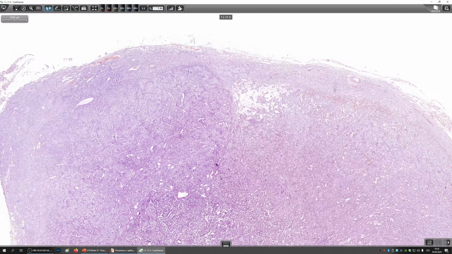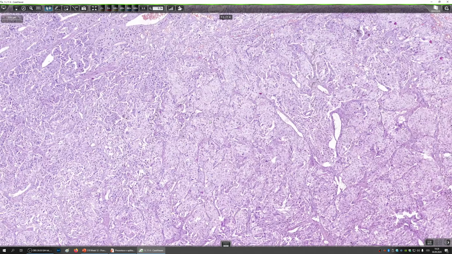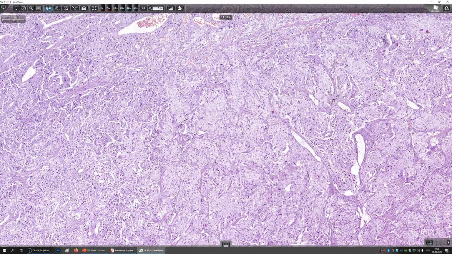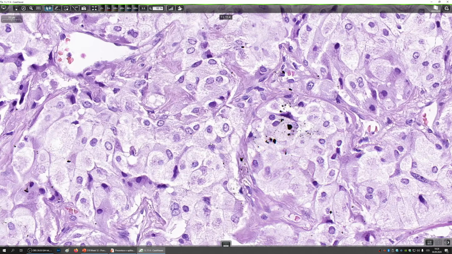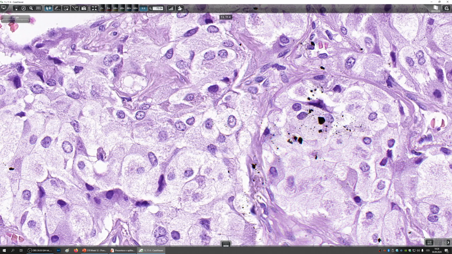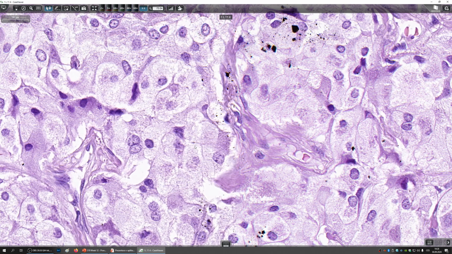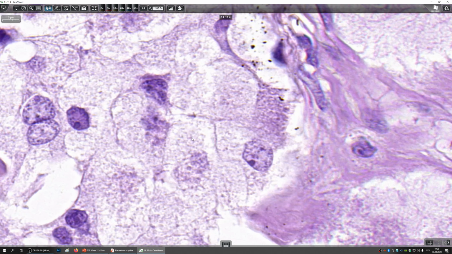So let's check out the histology. The tumor is made up of larger cells with uniform vesicular nuclei with slightly rough chromatin. So the chromatin is a bit rough, like salt and pepper, but the nuclei are usually quite uniform. What is more interesting is the cytoplasm, which, as you can see, is slightly eosinophilic and granular.